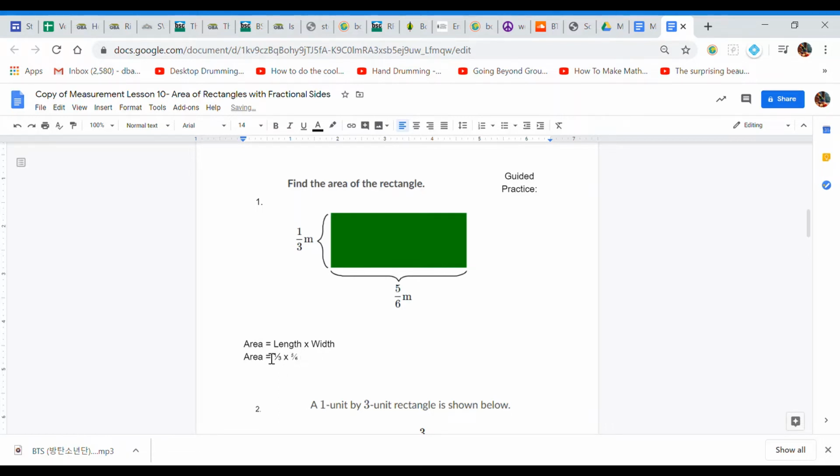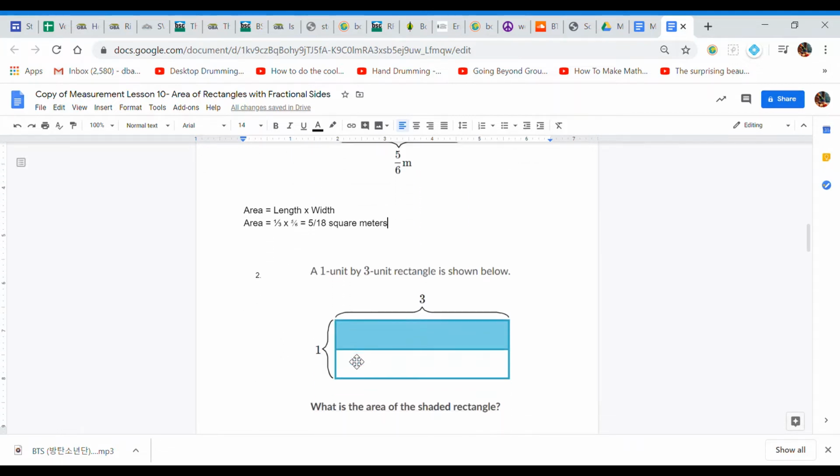Unfortunately, it's not really a good way to draw fractions in Google Docs. This is the best you're going to get. So numerator times numerator, 1 times 5 is 5. And denominator times denominator, 3 times 6 is 18. 5/18. And my unit is square meters. I might have forgotten that. Apologize. Let's move on to the next one.